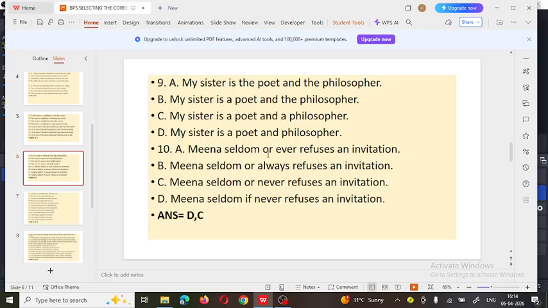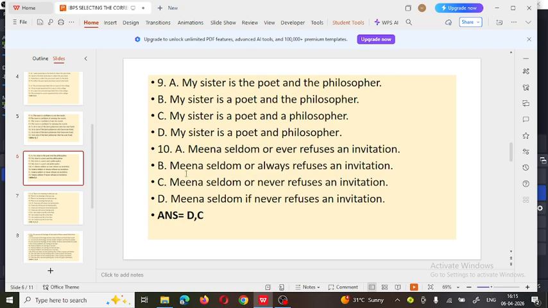Next, Meena seldom or ever refuses an invitation. Second, Meena seldom or always refuses an invitation. Third, Meena seldom or never refuses an invitation. Fourth, Meena seldom, if never, refuses an invitation. So here option D is not even considerable, if never refuses is used. It doesn't have any proper meaning.